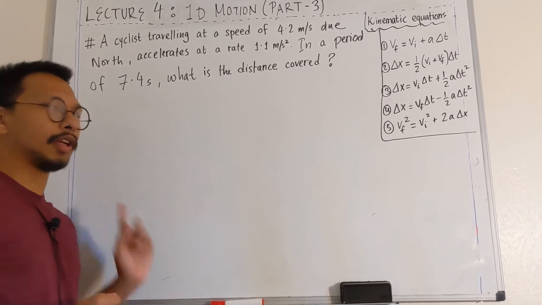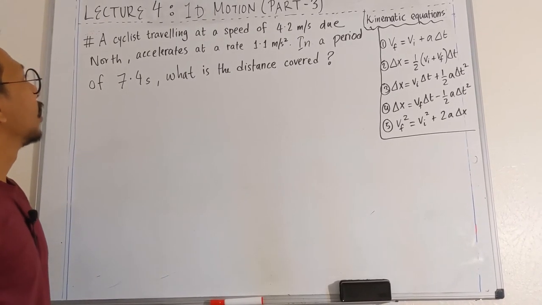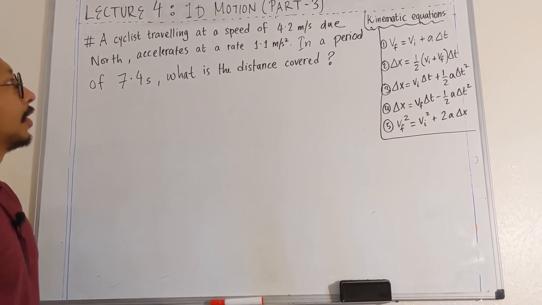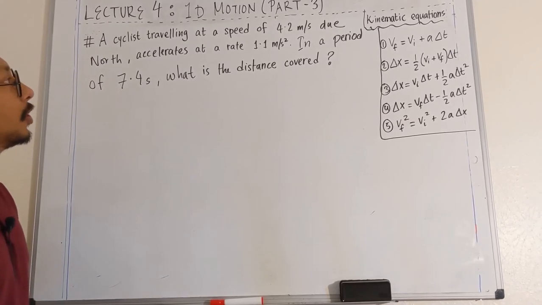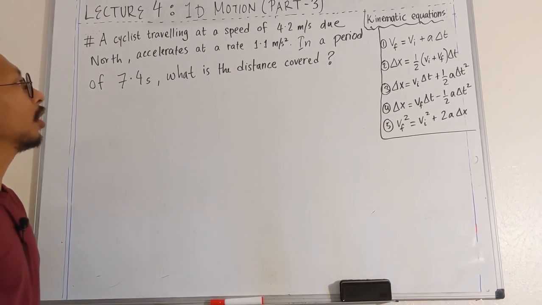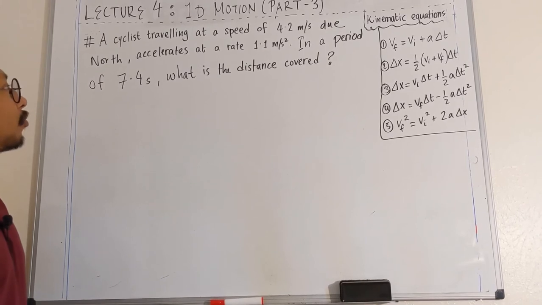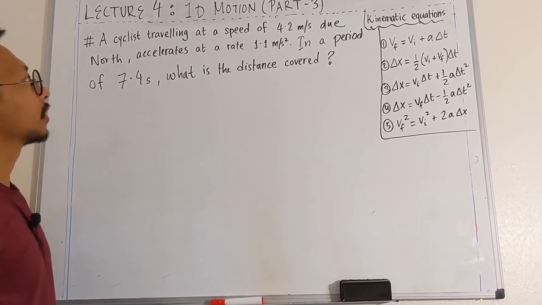Okay, let's look at an example here. So let's read the question together. A cyclist traveling at a speed of 4.2 meters per second due north accelerates at a rate 1.1 meters per second squared. In a period of 7.4 seconds, what is the distance covered?